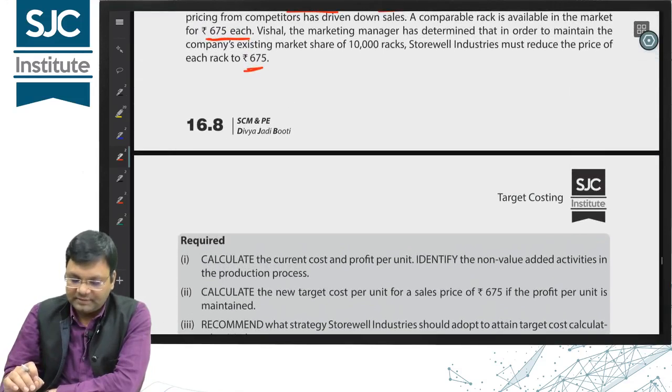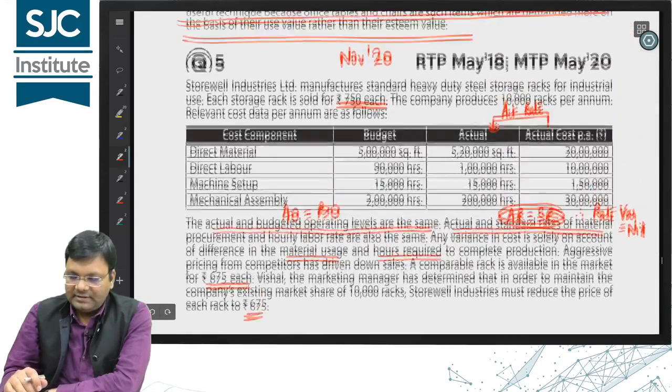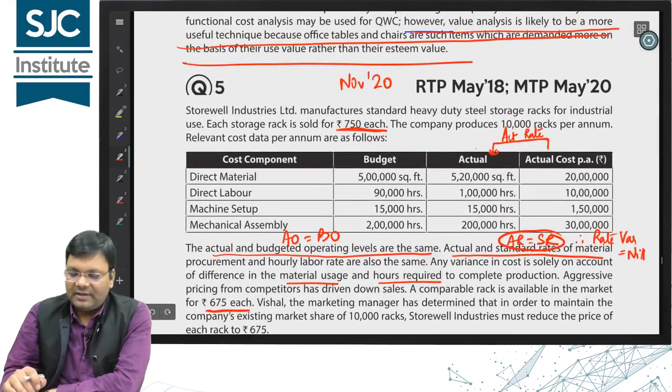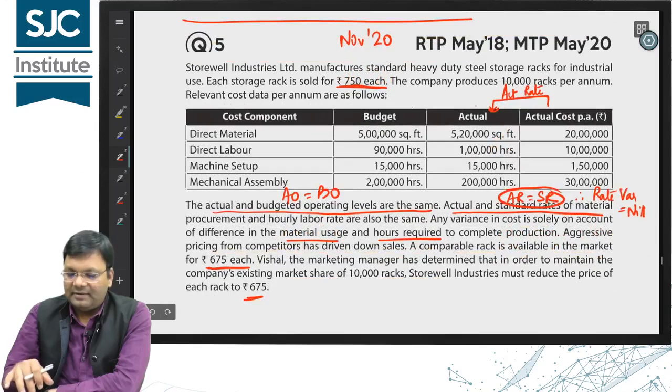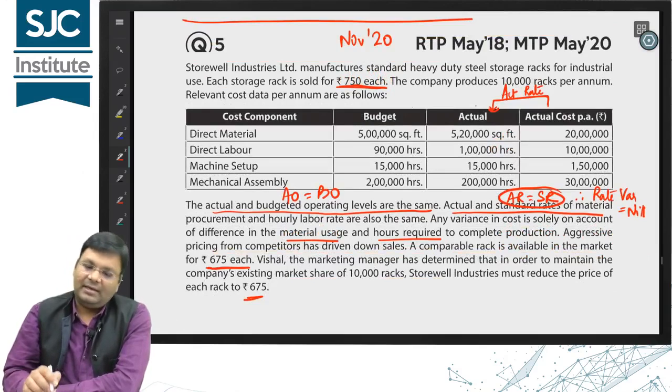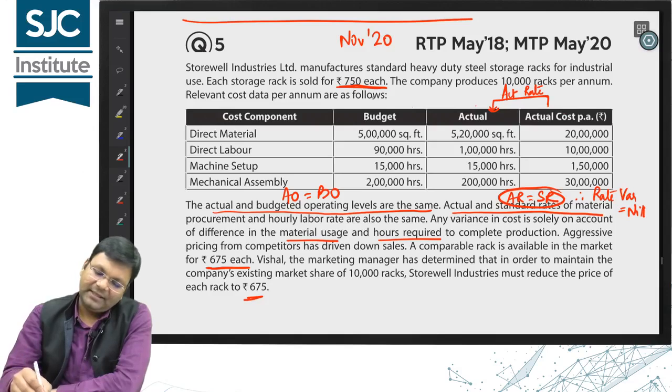So the first question is, calculate the current cost and profit per unit and identify the non-value added activities in the production process. So what is given, that the company is manufacturing racks, selling price is 750, actual cost and budgeted quantity is given, budgeted rate is equal to actual rate, so budgeted cost can also come. AO is equal to BO. This means that this same detail is applicable for BO as well as AO.